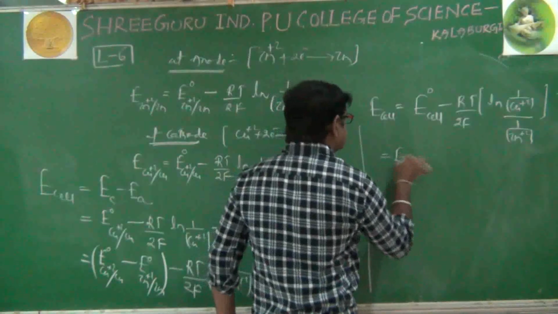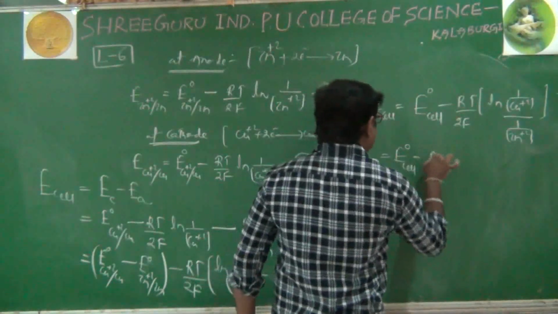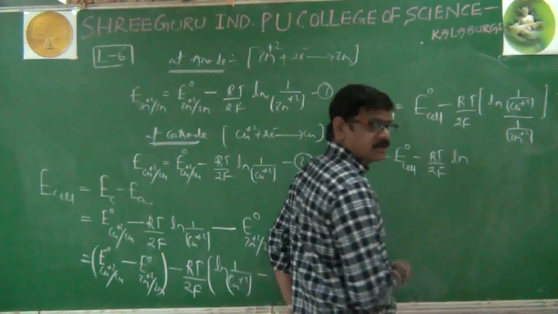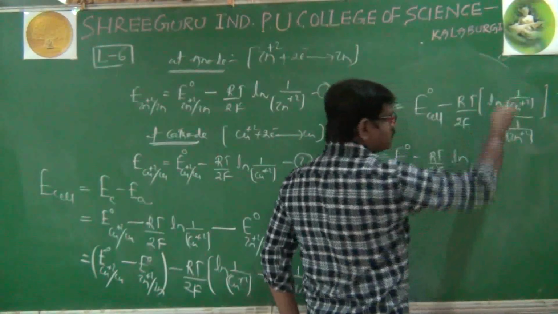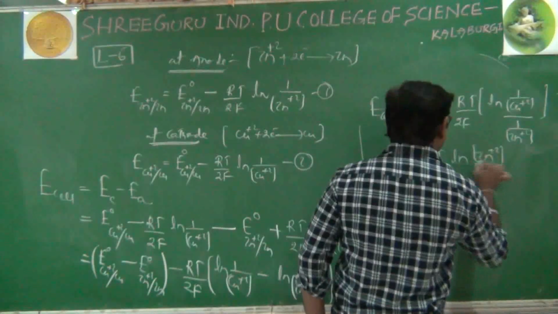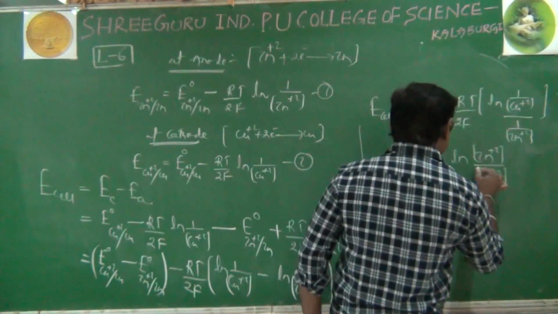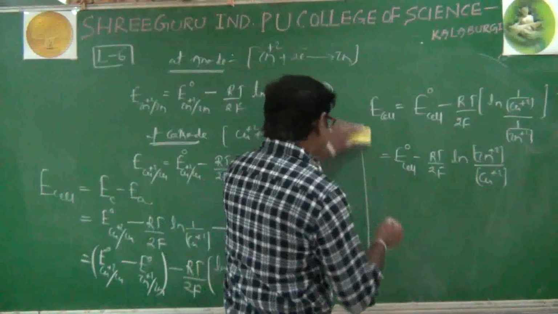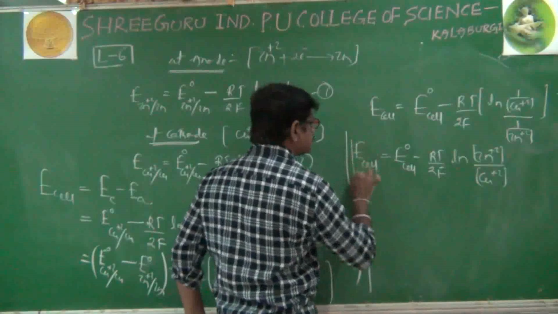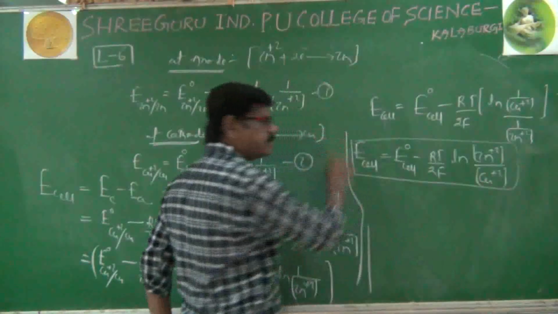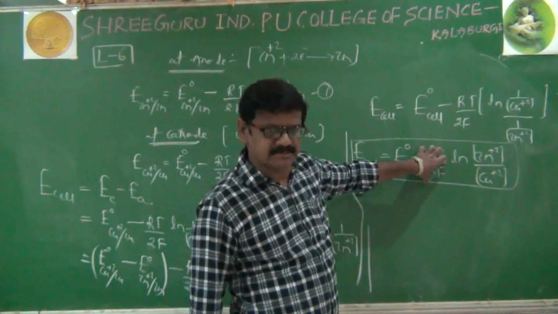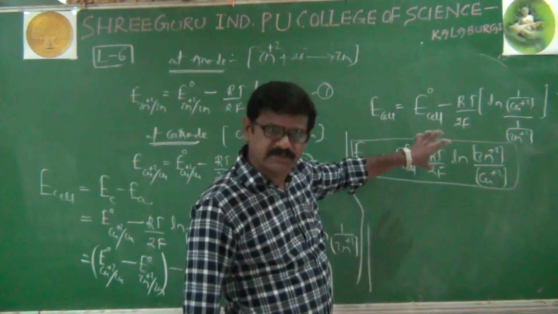It is nothing but E⁰ cell minus RT by 2F ln, and then Zn²⁺ comes into the numerator, so Zn²⁺ divided by Cu²⁺. So E cell equals this. This is the formula, and it is exclusively for a Daniel cell.